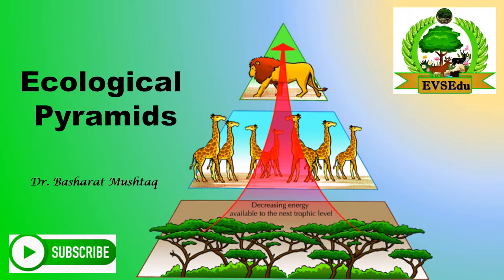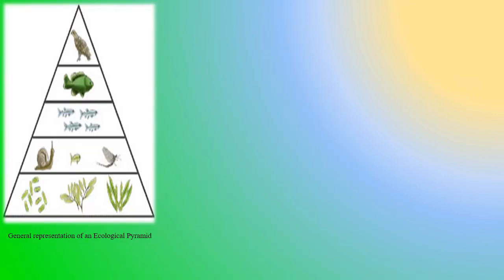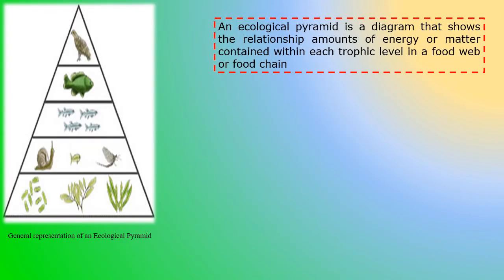Food chains and food webs provide qualitative information about the ecosystem. They do not give any information about the number of organisms involved, which can be shown through ecological pyramids. Thus, an ecological pyramid is a diagram that shows the relative amounts of energy or matter contained within each trophic level in a food web or food chain, as depicted in this picture.